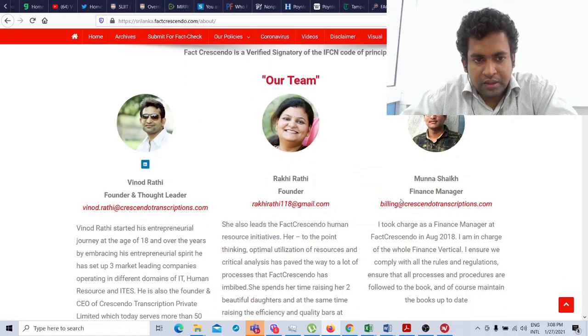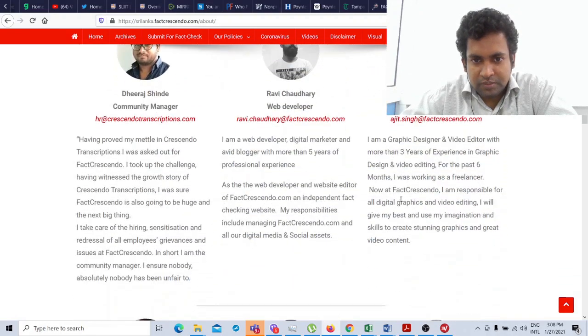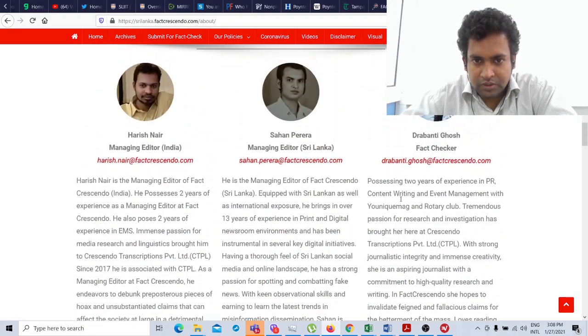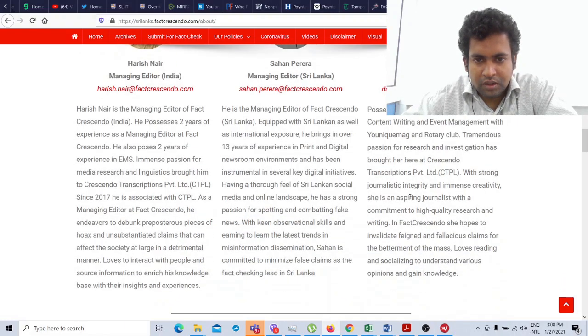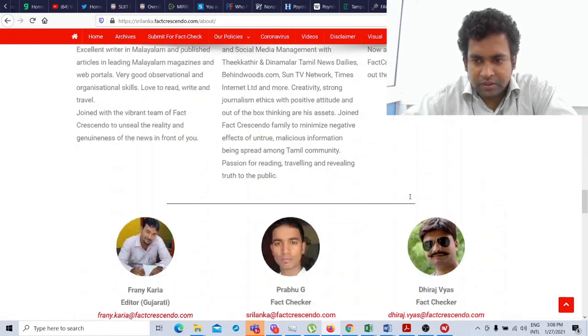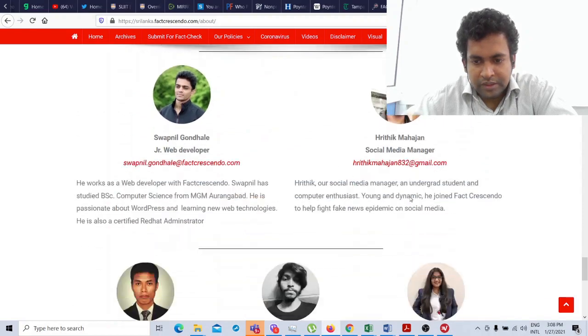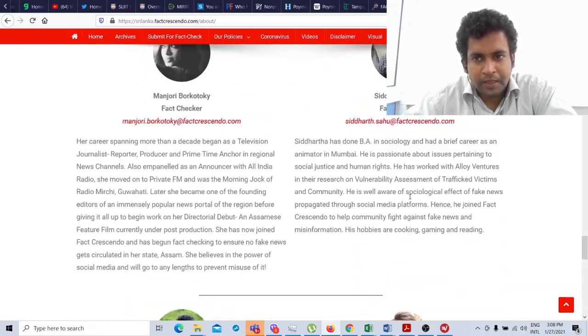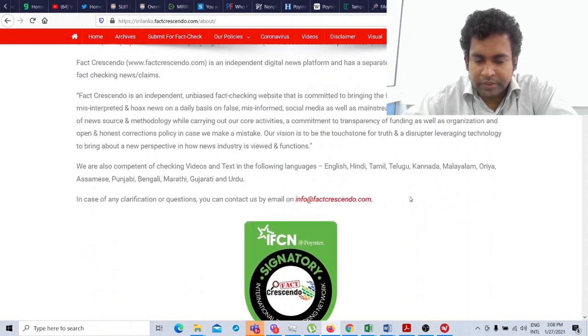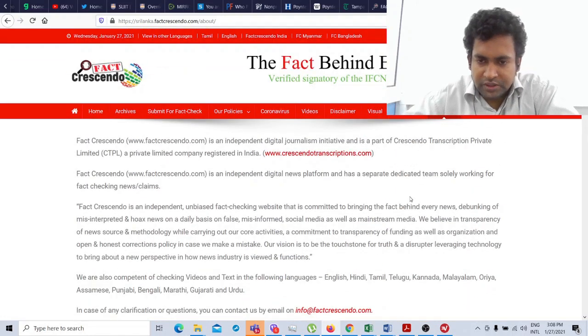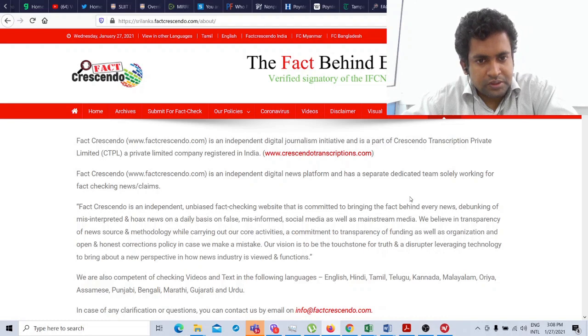If we look at the people involved, most of them are Indians. There's one person called Sahan Pereira, who is currently the managing editor, but only that person is mentioned there. The important thing is that this is a private limited liability company. That means there should be some stakeholders, some shareholders. There's no mention of who's funding this company and who the real owners are.